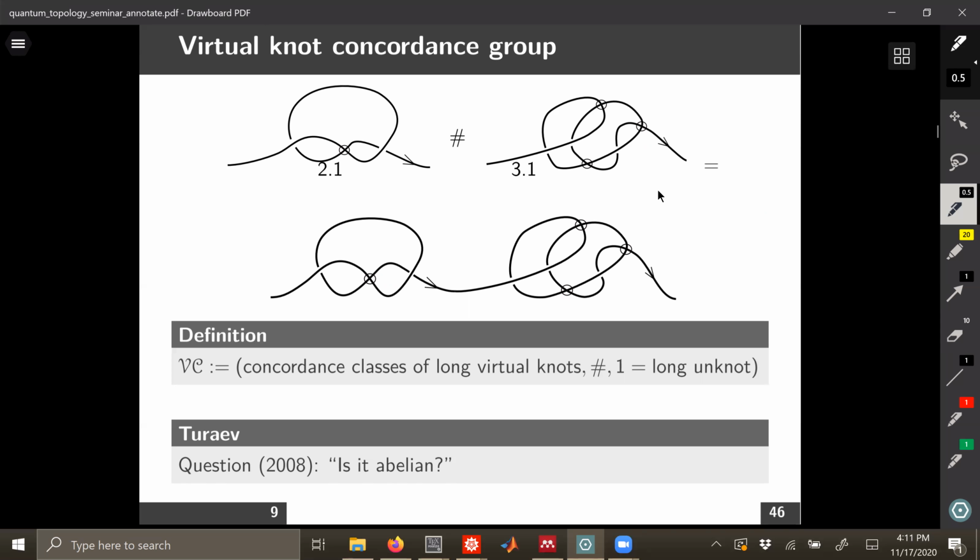So in 2008, Turaev observed that you have a group structure on these things, but it wasn't clear whether or not it was actually abelian in the first place. So he asked at the end of his paper, it's the last sentence in his paper, Cobordisms of Knots on Surfaces, is it abelian? Okay, so we'll hope to answer this question today using some new techniques.